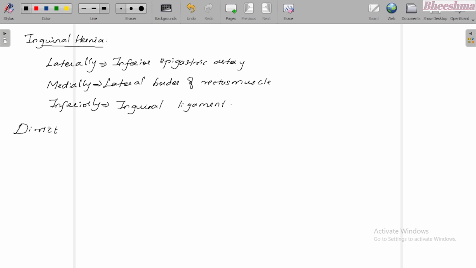Direct inguinal hernia and indirect inguinal hernia. First, about indirect inguinal hernia, then about direct inguinal hernia.